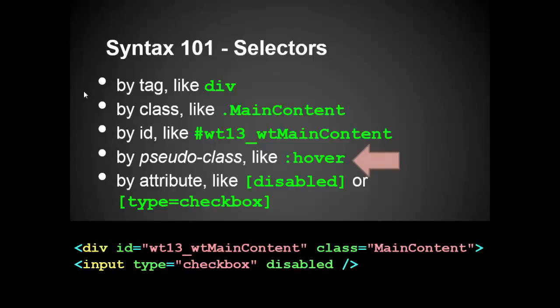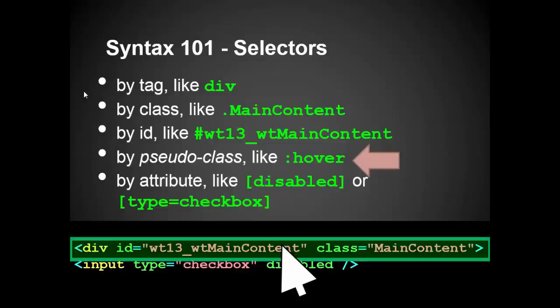We have selectors by pseudo class. We have several pseudo classes, like first child, last child, and here we have hover. What is going to be selected with this pseudo class? So imagine that we apply this pseudo class to the div. This means that when the user does a mouse over our div, those styles that were created for the hover are going to be applied to that element.